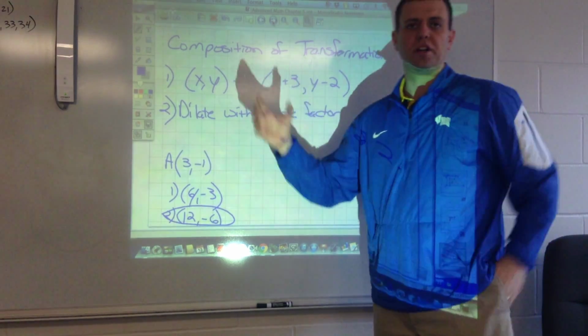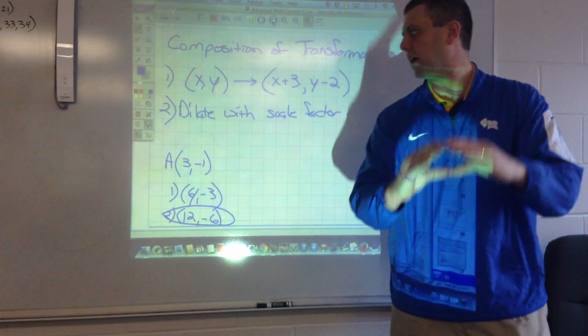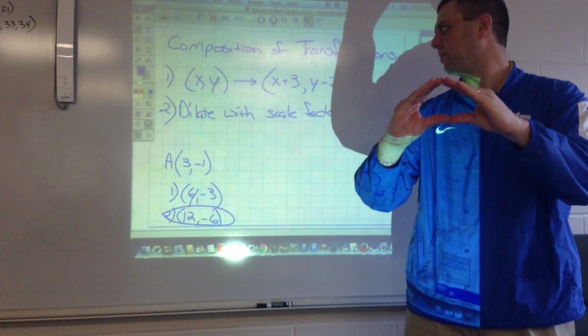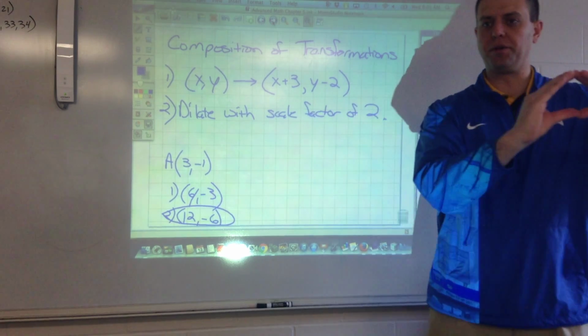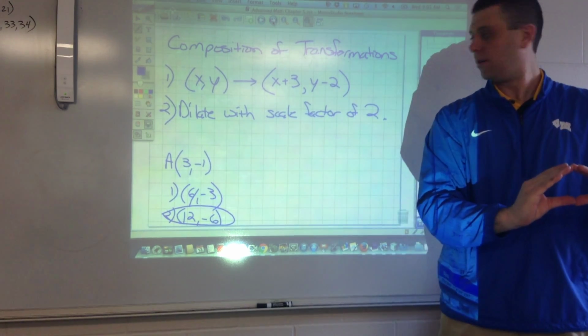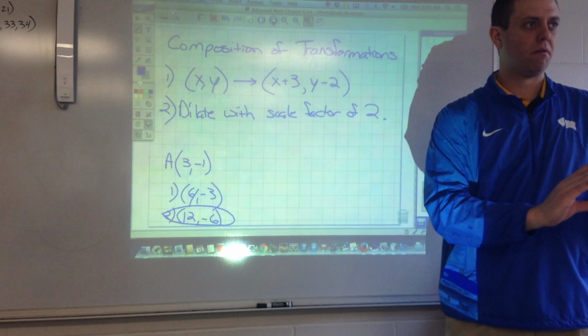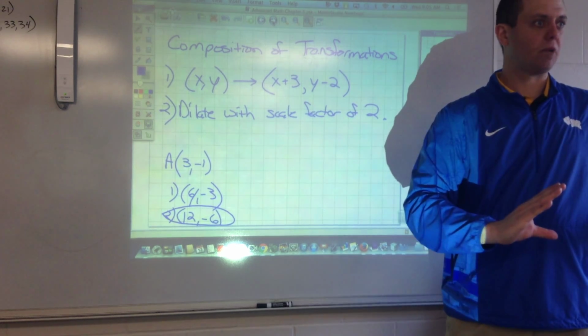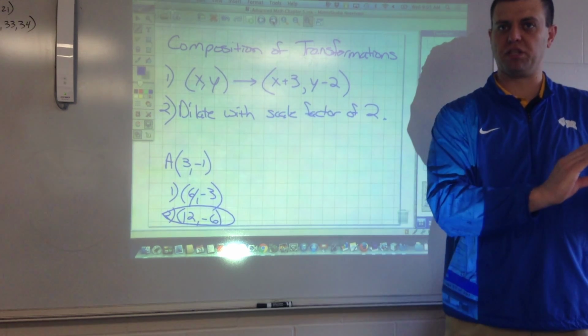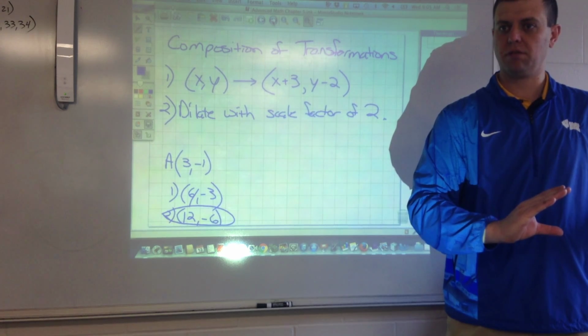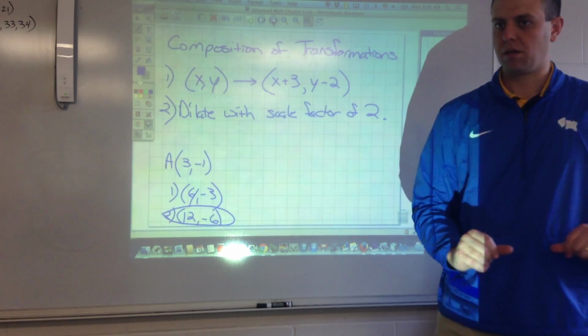So, if this were an image, if this were a triangle, it wants me to move it to the right 3 and down 2, and then it wants me to do what to it? Dilate it by a scale factor of 2, so double the lengths of all the sides. So you'd move the center of it and then dilate it?